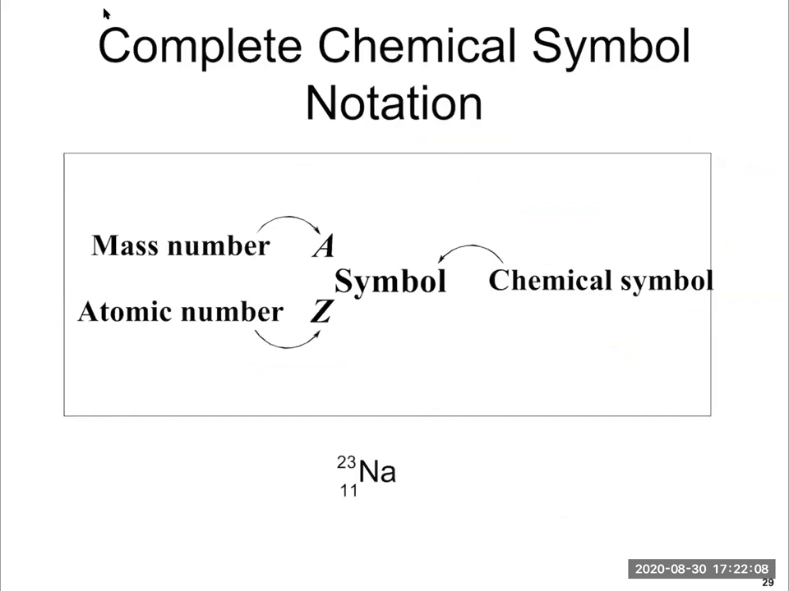Here we have the symbol. This is how we represent chemical notation: the symbol, the atomic mass, the atomic number, or the mass.